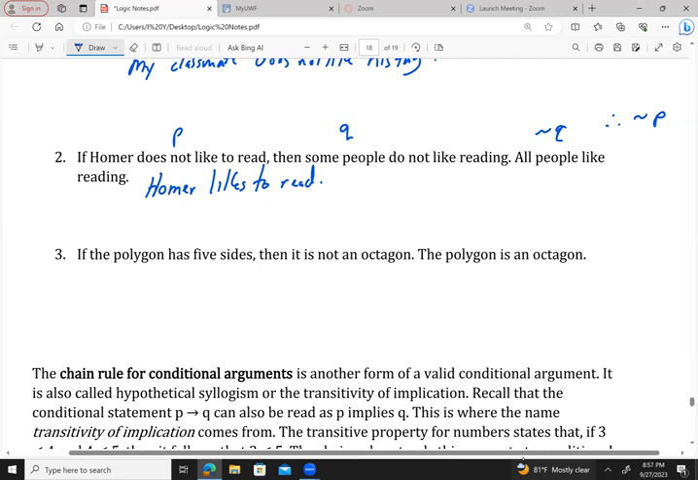One more here. If the polygon has 5 sides, label that P, then it is not an octagon. We'll call that Q. The polygon is an octagon. That's the negation of Q. So again, I'm saying therefore the negation of P. The polygon does not have 5 sides.